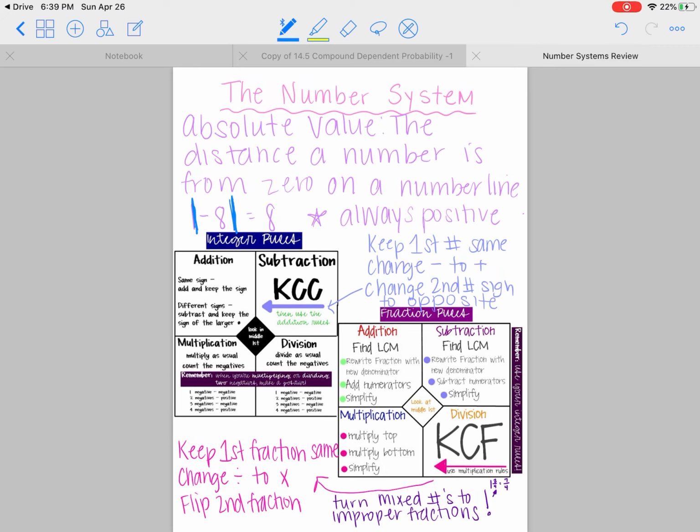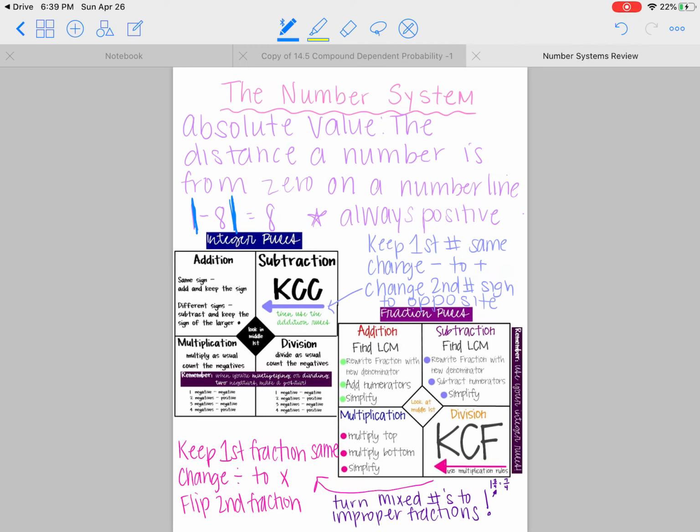If you're subtracting, same rule applies. You got to have a least common multiple, or a common denominator, so to speak. Rewrite that fraction using that least common multiple, right? Subtract the numerators and simplify. When you're multiplying fractions, you multiply the top numbers, multiply the bottom numbers, simplify. That easy. Remember your positive and negative integer rules.